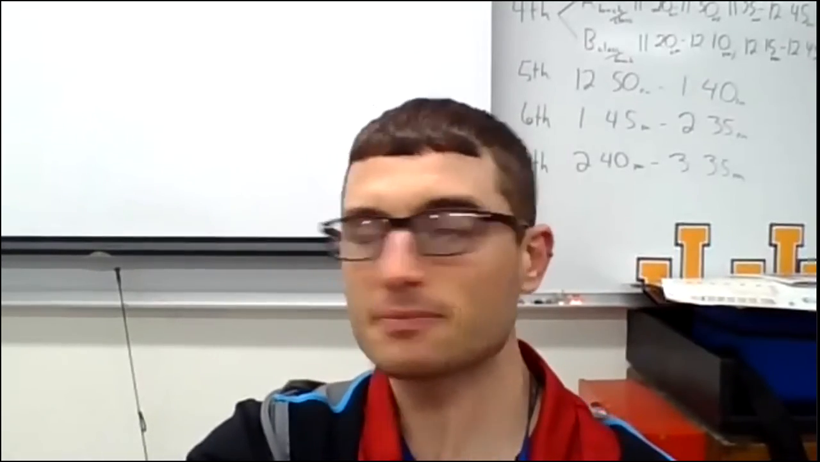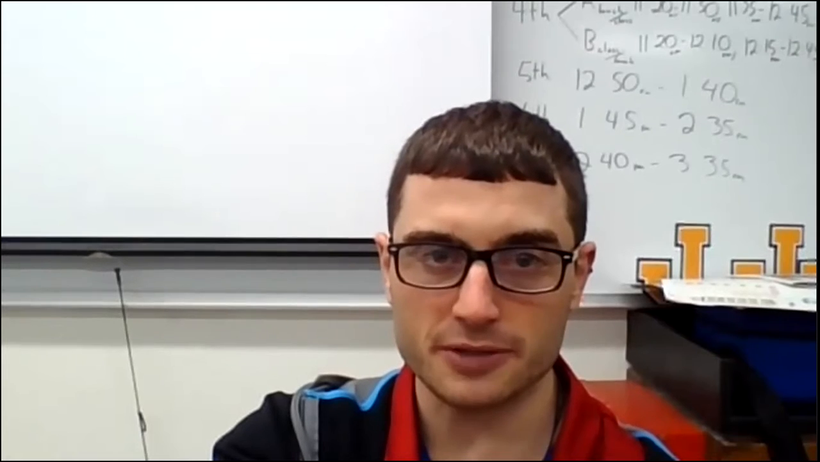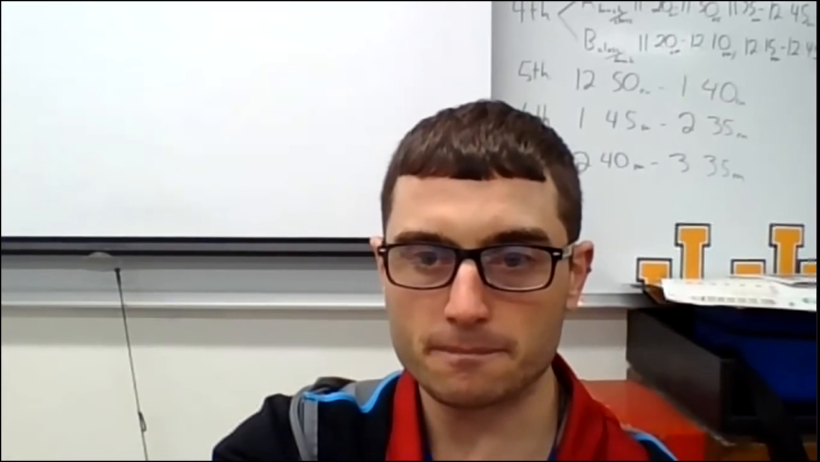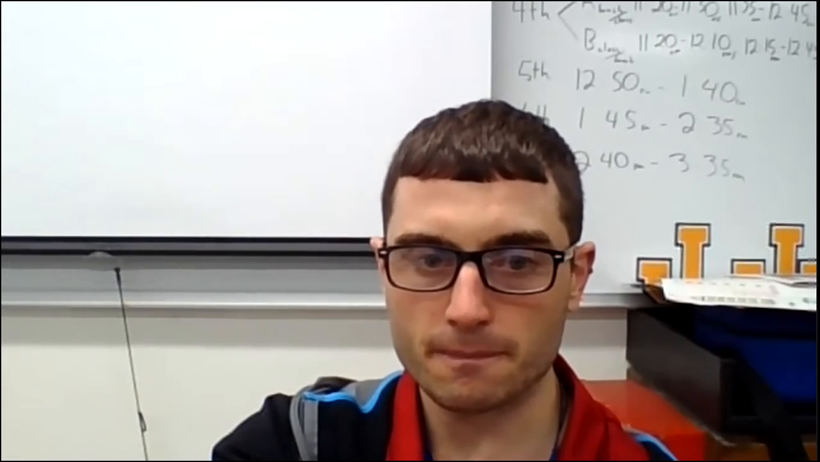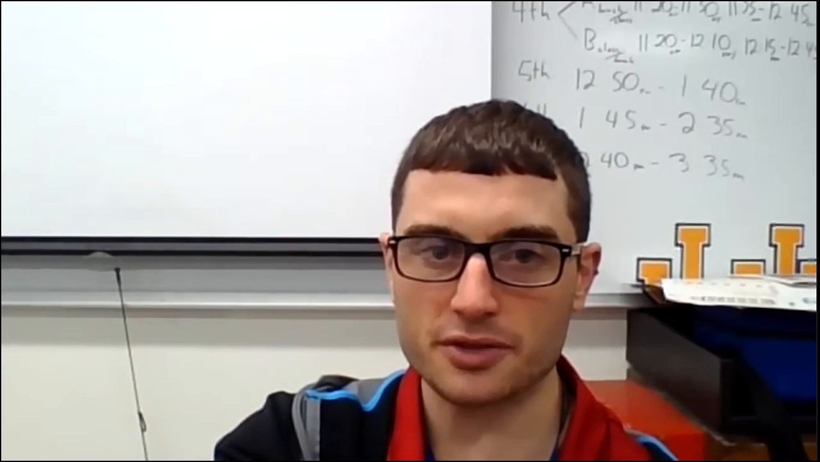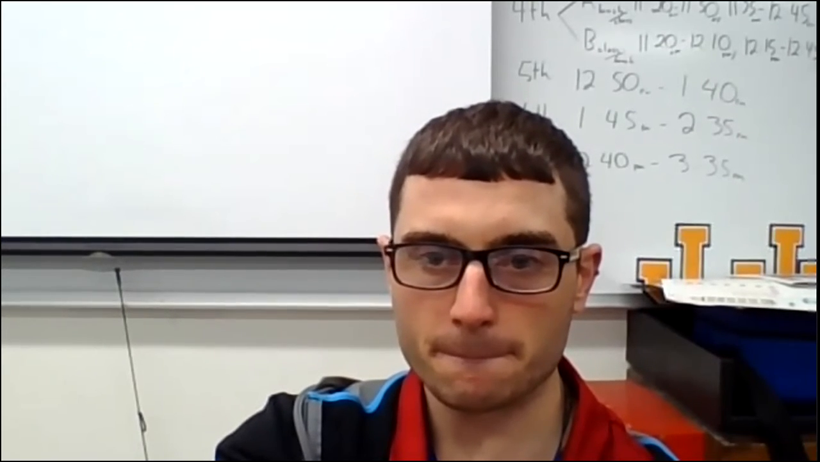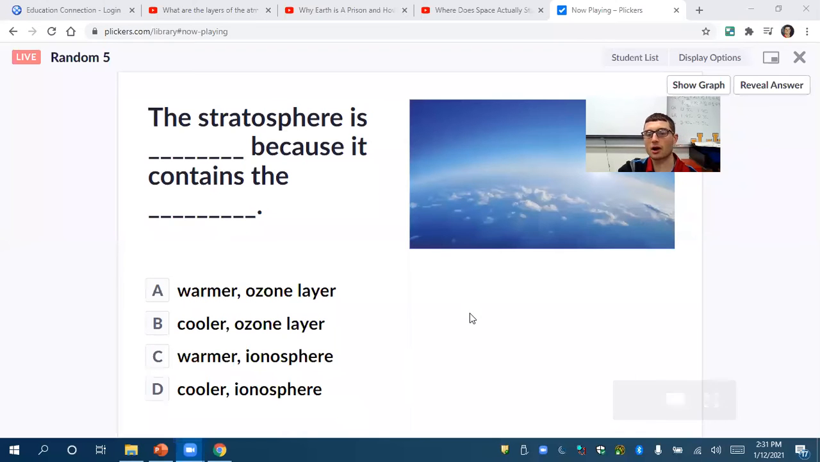Before I have you guys exit, because we only have 3 minutes left, let's do a quick question. Let me go ahead and share the screen. Our last question of today, guys, before we have you sign out, is: the stratosphere is blank because it contains the what? You do know the temperature change. Is it A, warmer ozone layer, B, cooler ozone layer, C, warmer ionosphere, or D, cooler ionosphere?